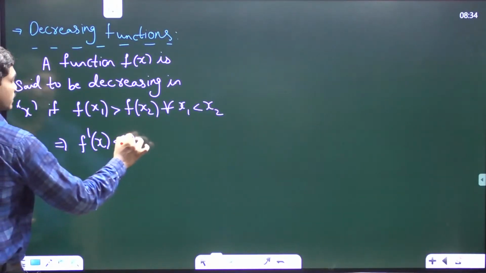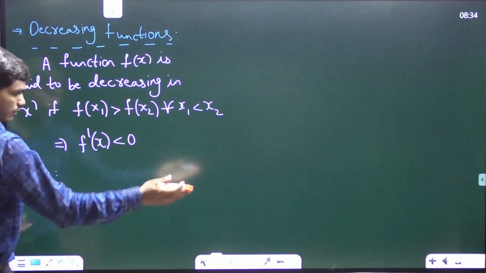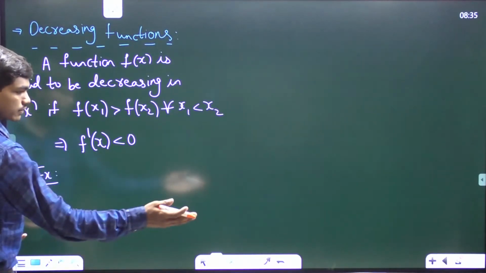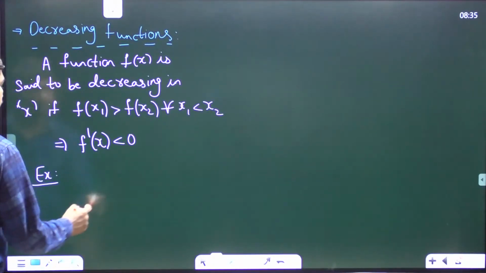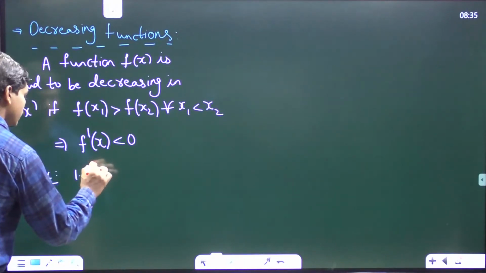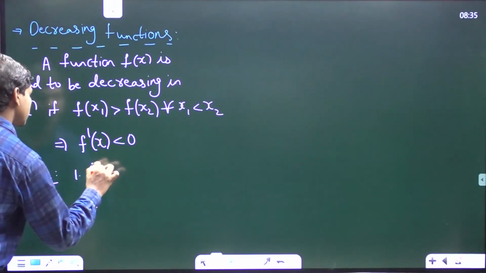Okay. And examples, as many of you are writing now. Yeah, Rahul, you gave a nice example, log x base a for a greater than 1. But I think it should be a less than 1. Please make a correction over there. So the first example is e power minus x, which could always be a good example to show you a decreasing function.